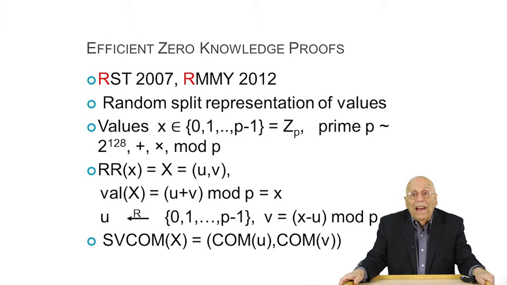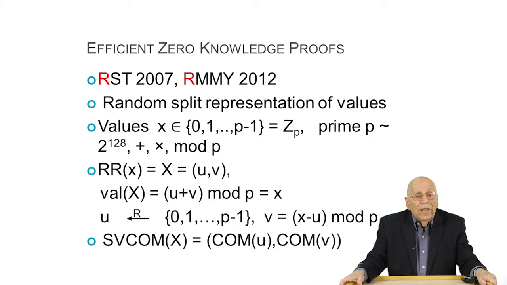Now suppose we have a value x and we represent it by a random split value representation, a random vector capital X = (u, v). The value of that vector is going to be u plus v mod p, which should be lowercase x. How do we construct that random representation? We choose the first coordinate u randomly from the field Z_p. And then we take the other coordinate v as x minus u mod p. So obviously u plus v mod p is x.